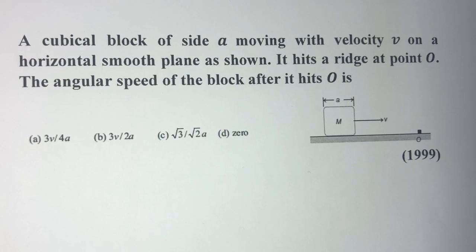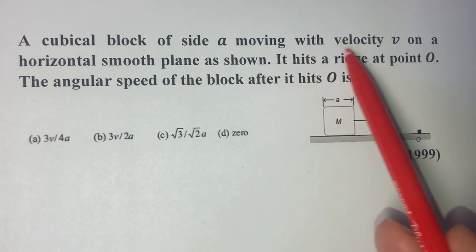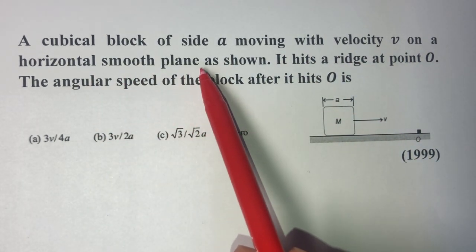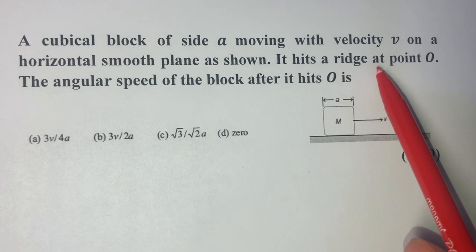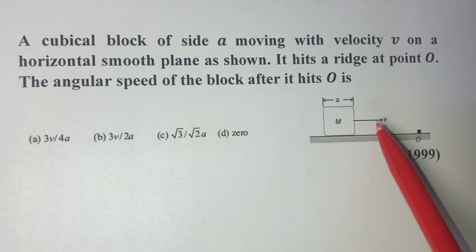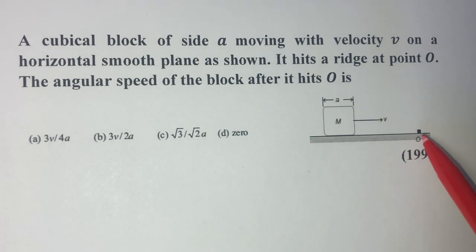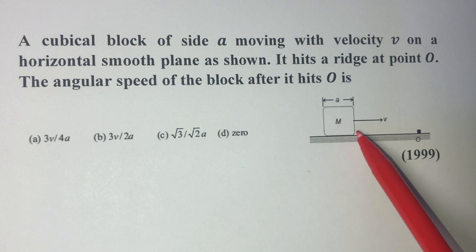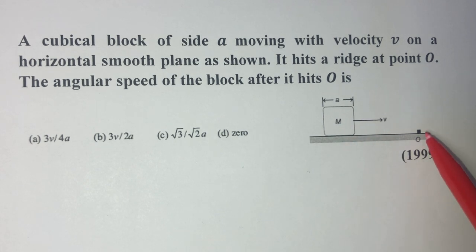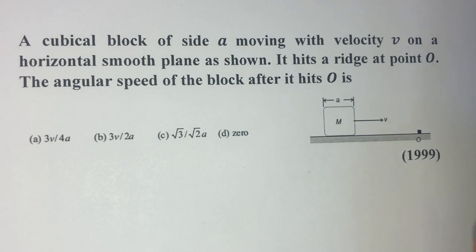Hello friends, today's question. A cubical block of side A moving with velocity v on a horizontal smooth plane as shown, it hits a ridge at point O. The angular speed of the block after it hits O is. So this is a cubical block moving with velocity v, and this is the ridge, and this block is going to hit this ridge and going to pivot. And we are supposed to find out what will be the angular speed of that pivot.